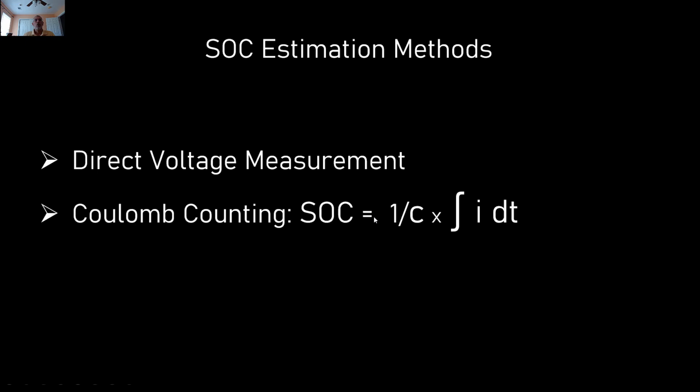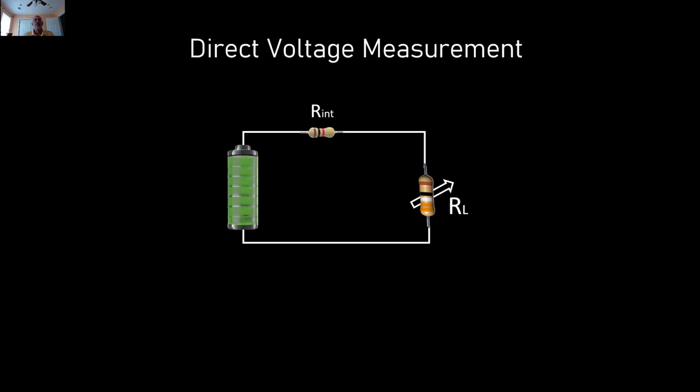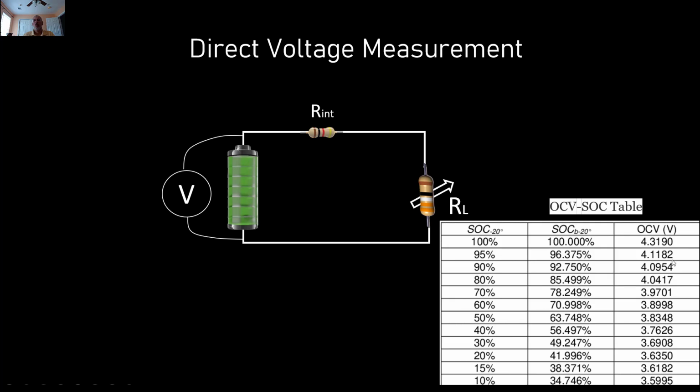There are multiple methods of estimating state of charge. There is direct voltage measurement. Coulomb counting, so basically the state of charge is calculated using current integration divided by the total capacity. Kalman filter and neural network methods. In direct voltage measurement, we measure the voltage using the open circuit voltage method, as I mentioned before.